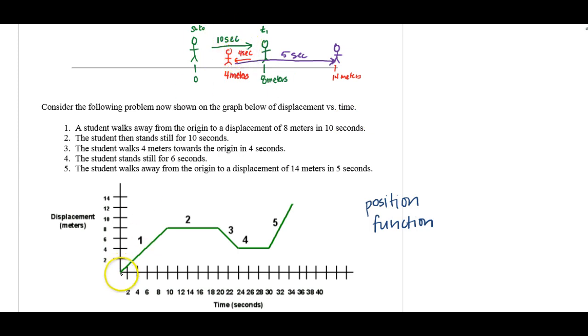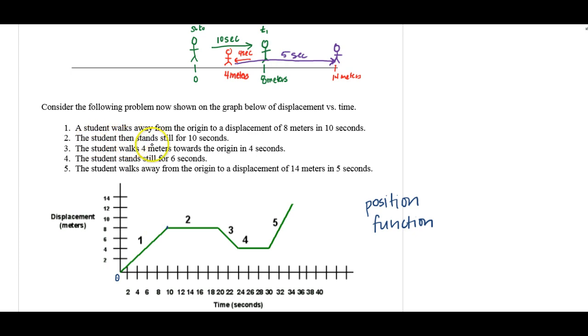So we had our student that started at the origin, so at a displacement of 0. He hasn't gone anywhere, so he starts out right here. And then he walked away from the origin to a displacement of 8 meters in 10 seconds. So on our horizontal linear graph up here, we just started this man off at 0, and then 10 seconds later he ended up over here at 8 meters. Well, on this position function, over the course of 10 seconds, so these are marked by tick marks of 2, he ended up reaching a displacement of 8 meters. So this is where he ended up. So this is the first motion.